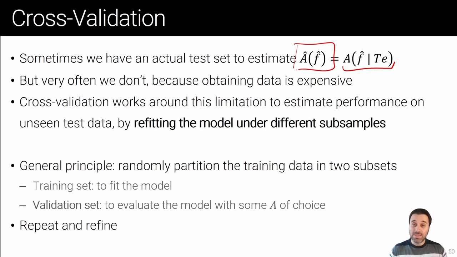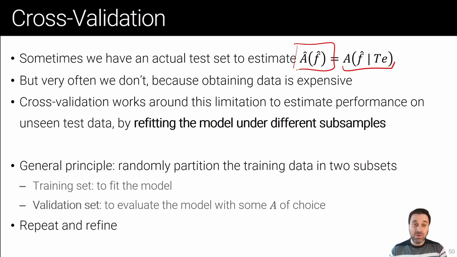In this video, we're going to see a technique called cross-validation that is going to allow us to work around this limitation of not having enough data to estimate the performance of the model. And the idea is simply that we're going to refit the model multiple times under different subsamples of the training set. The general principle is that we get the training set, we randomly partition it into different subsets. The first one is going to be the actual training set. It is the one we use to fit the model, to come up with the model coefficients.